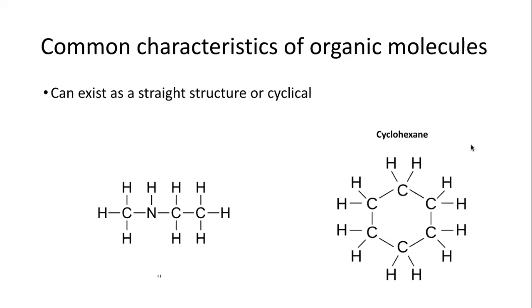These carbon compounds can be straight in structure or cyclical. So this molecule that we're showing on the left is a straight structure. It's linear. And then we have a molecule called cyclohexane, and you can see here that this molecule is actually in a circle, or cyclic, a ring type structure.